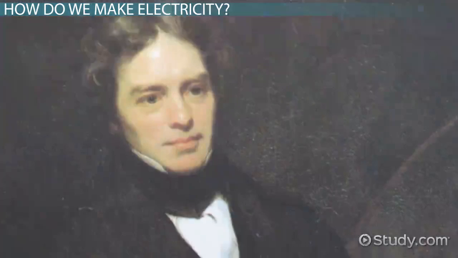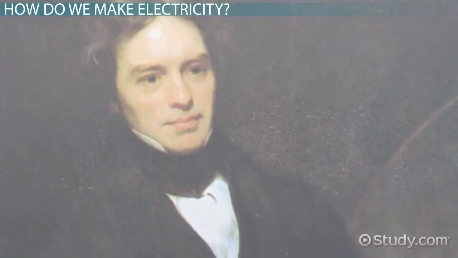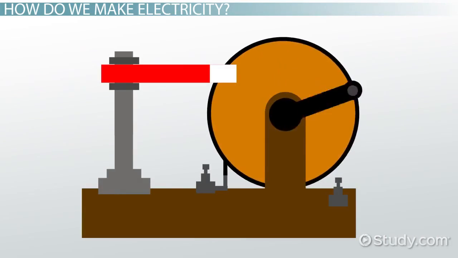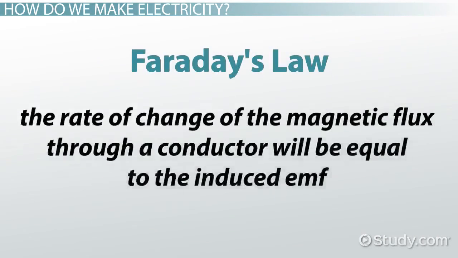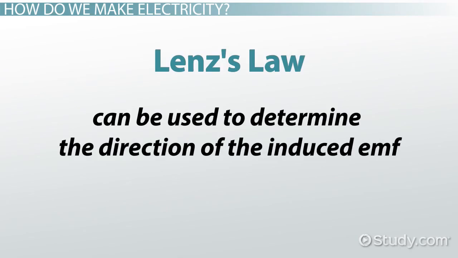About 200 years ago, an English scientist named Michael Faraday first developed a method of producing electricity that utilizes magnets, a process called electromagnetic induction. Today, we still generate electricity in much the same way. Faraday's law says that the rate of change of the magnetic flux through a conductor will be equal to the induced EMF, and Lenz's law can be used to determine the direction of the induced EMF.